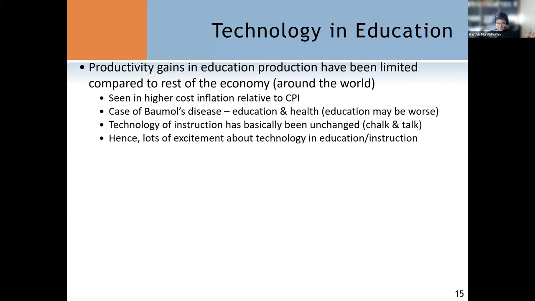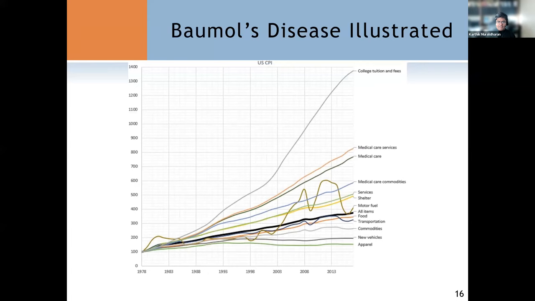Okay, so I picked this up from the Wikipedia page on Baumol's cost disease, but it really is quite striking. This is data from the US, and you look at the overall rate of price inflation in this 35-year period. You see, for example, that in these 35 years, clothing and apparel prices have only gone up by about 50%. Vehicles, commodities, transportation, food, all items, okay? That black line there is the CPI.